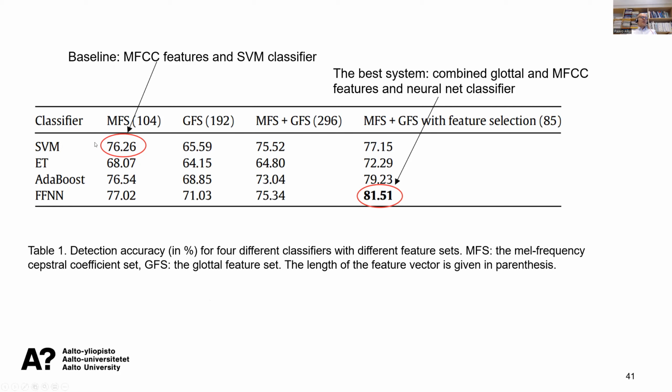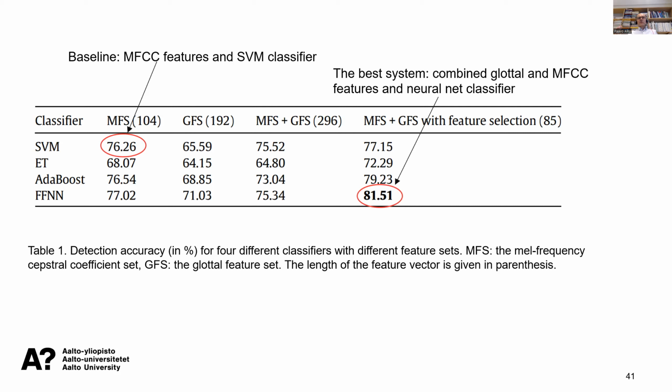So SVM is obviously the typical reference system, and then we compared a wide range of different features by using feature selection. And what is shown by these red circles here is that the overall result was that the baseline system, which widely used MFCC features and SVM classifier, the performance improved by 5 percentage units when we added these glottal source features. And this kind of result has been replicated in several of our recent studies.